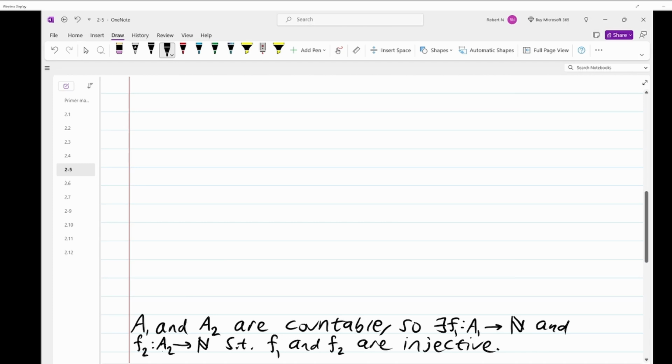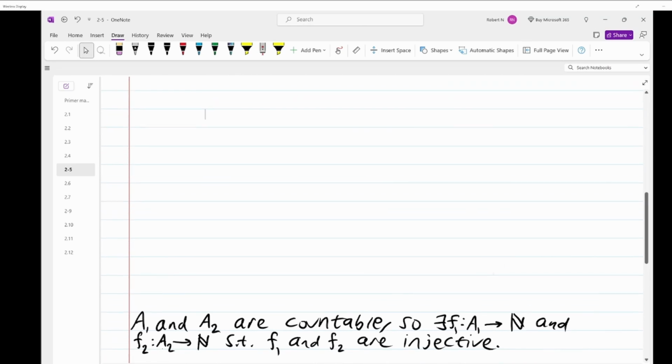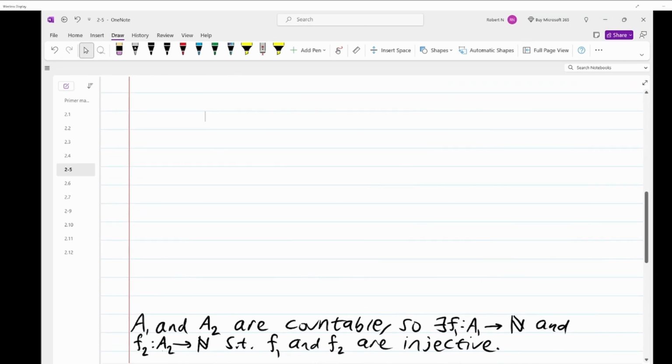So there's some F1 from A1 to N and some F2 from A2 to N. And F1 and F2 are both injective. Okay, so F1 and F2 are functions? Yes. Anytime you see this symbol, colon, set, right arrow, set, that means the thing is a function.